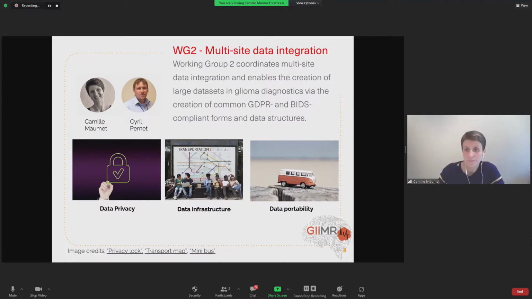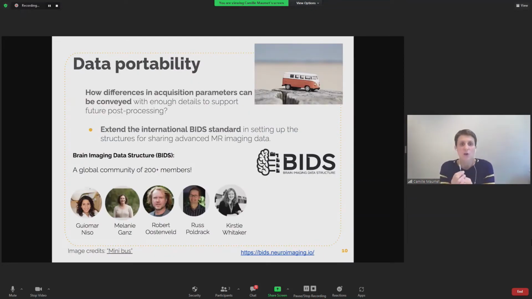But today, when we talk about BIDS, we are really focusing on data portability. So how can we make sure that a data set that is available somewhere can be shared somewhere else and the meaning of the data is preserved? Our goal here is to encode how different acquisition parameters can be conveyed with enough detail to support future post-processing in the context of brain tumors.